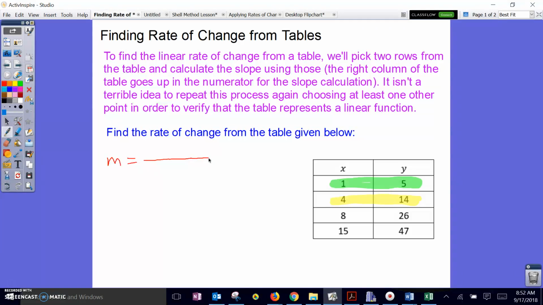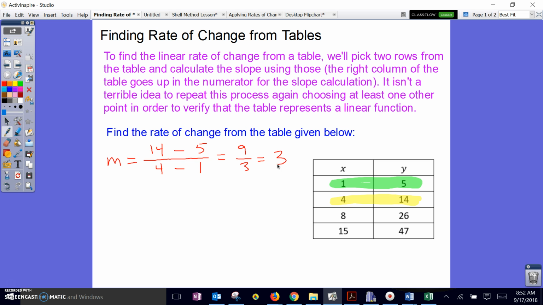So first I'll use the yellow highlighted point, and I'm going to put 14 up in my numerator and 4 down in my denominator. And then I'm going to take the green point. I'll put 5 up in my numerator and 1 down in my denominator. And then I'm going to subtract these. I get 9 over 3, or 3 for the slope. That is the rate of change of the data in this table.